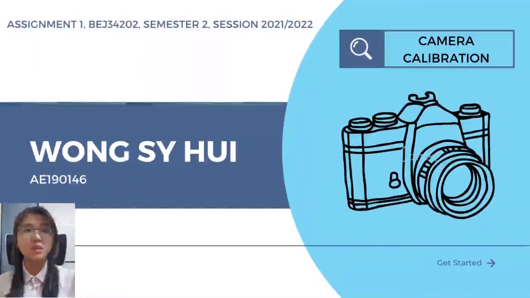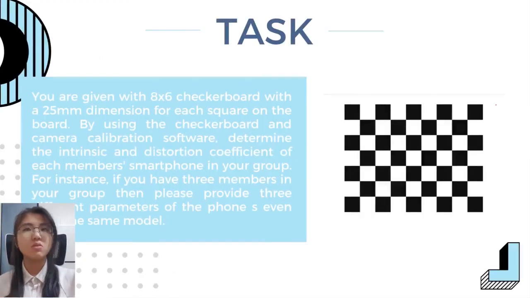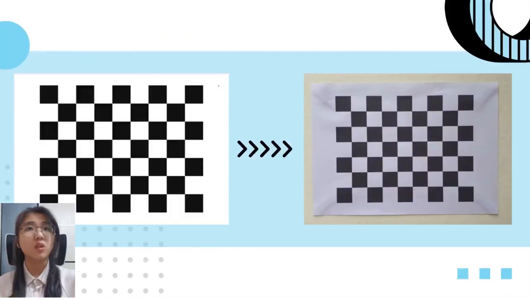Good day, doctor. My name is Wong Si-Hui, matrix number AE190146. Our first group assignment is related to the intrinsic and distortion coefficient parameters determination from smartphone, where our task is to use the calibration software, MATLAB, to determine the intrinsic and distortion coefficient by snapping the checkerboard given using our smartphone as shown in the image here.